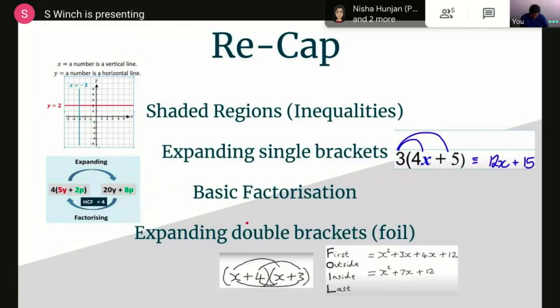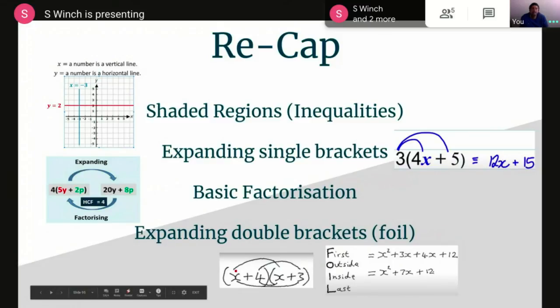And then we moved on finally to expanding double brackets. We spoke about the FOIL concept, which is first, outside, inside, and last. There, of course, you multiply the x's together to give you x squared. Then you move on from the first x to the outside number in the second bracket, which is plus 3, x times 3, which gives you plus 3x. Then you move on to the second term in the first bracket, 4, which gives you 4 times x, which gives you plus 4x, and then plus 4 times plus 3, which gives you plus 12.